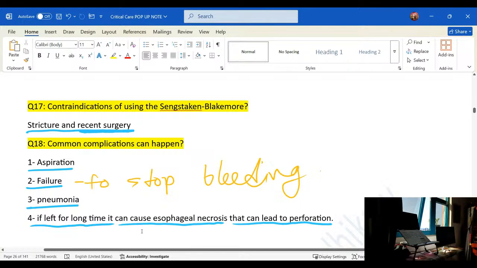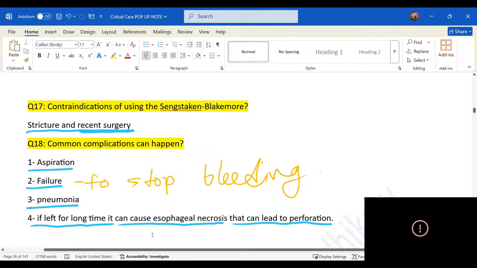Sengstaken-Blakemore tube complications: like the tube we inserted, there could be aspiration pneumonia, then it fails to stop bleeding. If left for a long time, it can cause esophageal necrosis followed by perforation.